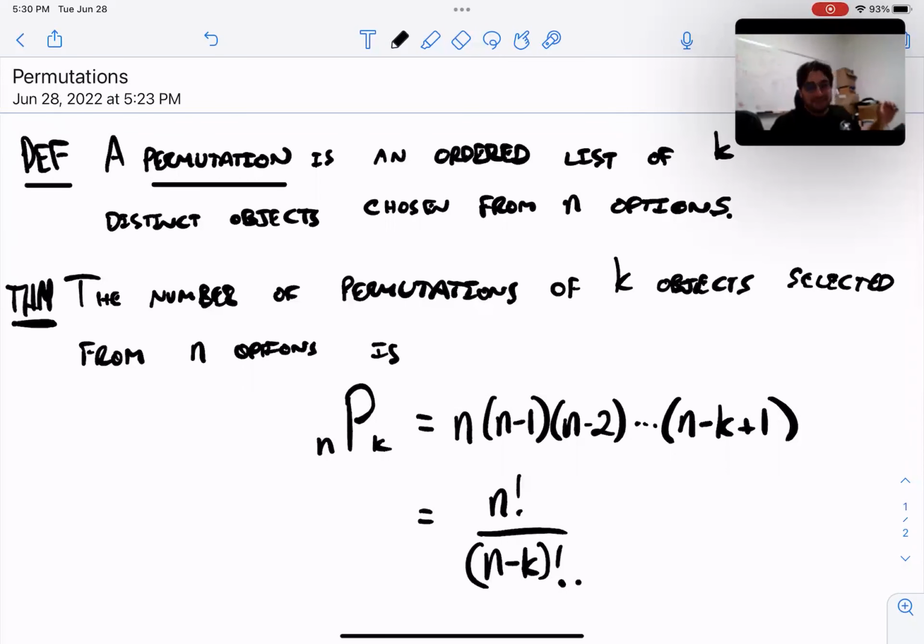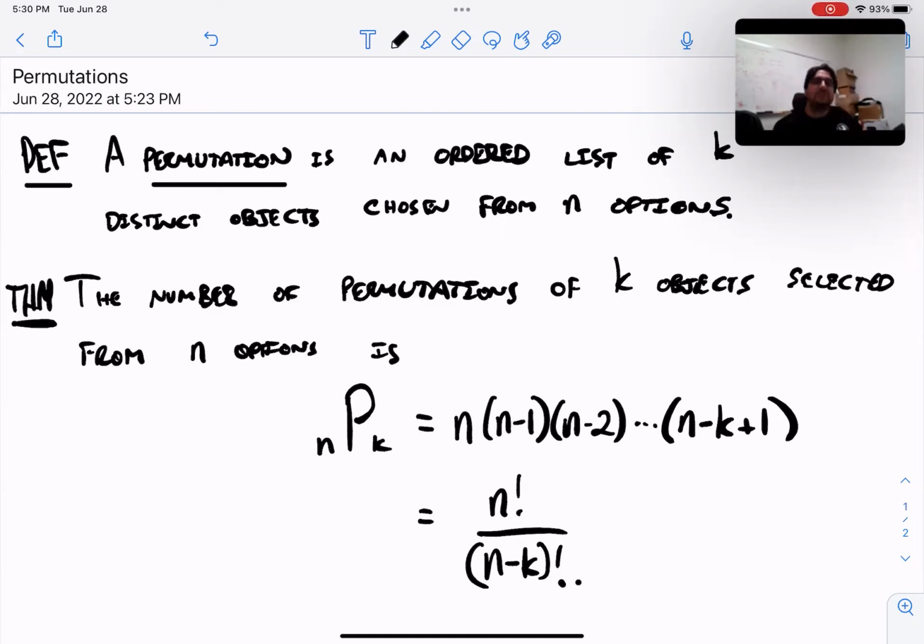Today, permutations. So what is a permutation? A permutation in this context, there are other meanings of the word permutation in mathematics, but in this context, a permutation is an ordered list of k distinct objects chosen from n options. And there is a theorem. We're going to jump right into the theorem about permutations.